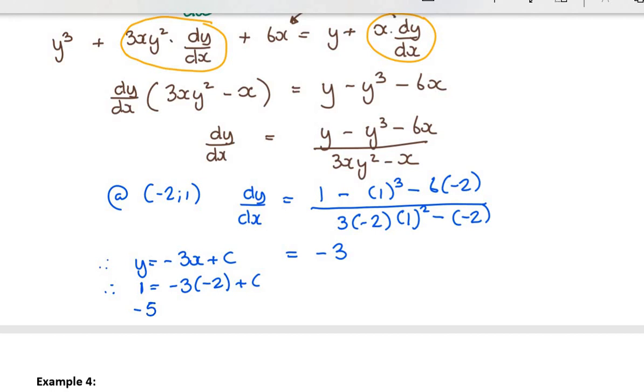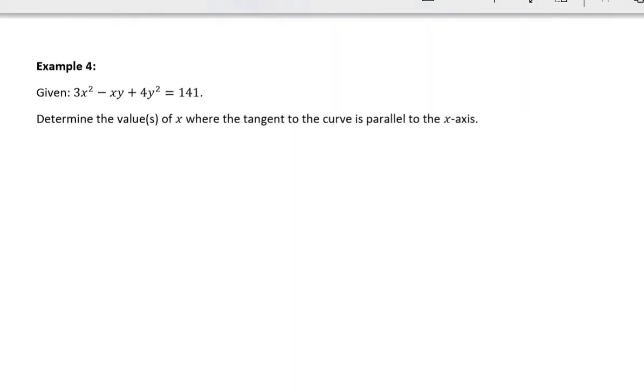So if I subtract 6 on both sides, so I run out of space here, I get y is equal to negative 3x minus 5. So actually, once you've found the formula for the derivative, from then it flows really easy. You sub in, you find gradient, and you can sub in a point. So that was quite cool. Okay, on to the next one.